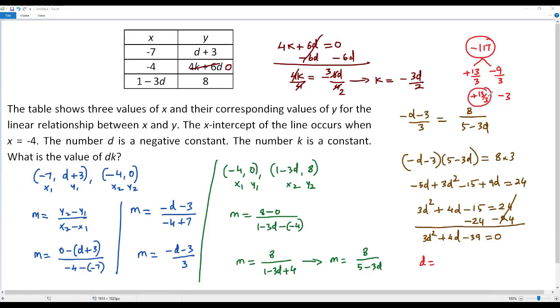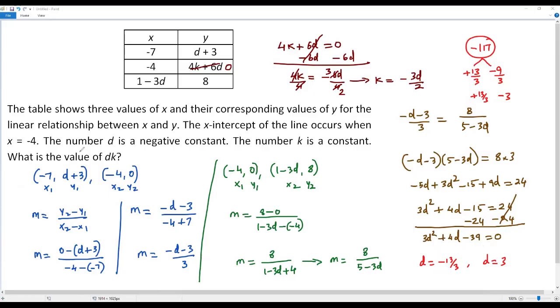Now let me consider the first one. It's already positive. When I change the sign, it will be negative. That is the first value of d is negative 13 over 3. Now to get the second value of d, I have to change the sign of this factor. Already it's negative. When I change the sign, it will be positive 3. Okay, here I got two values for d. One is negative 13 over 3 and the other one is positive 3.